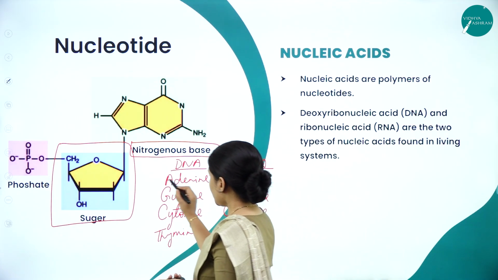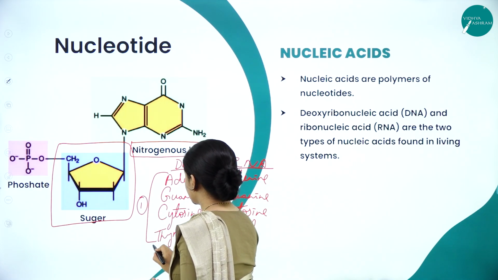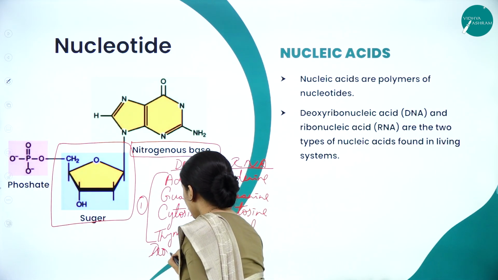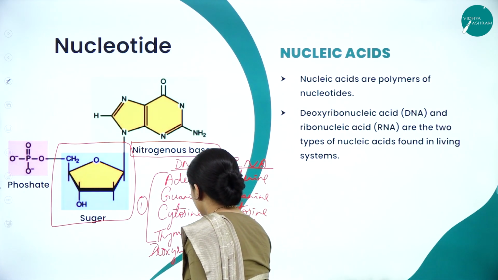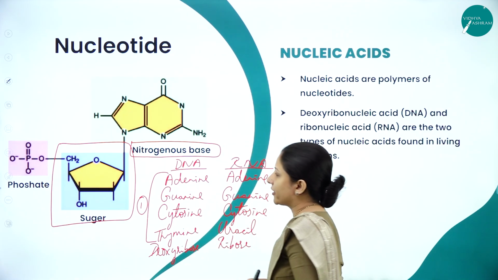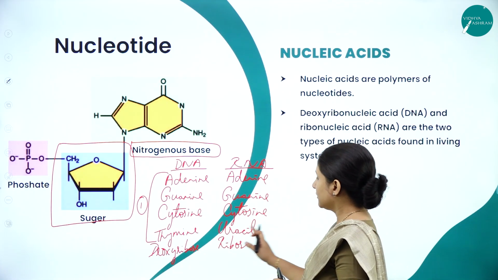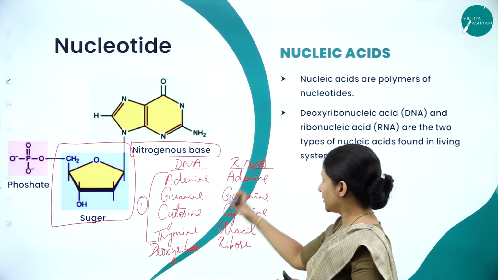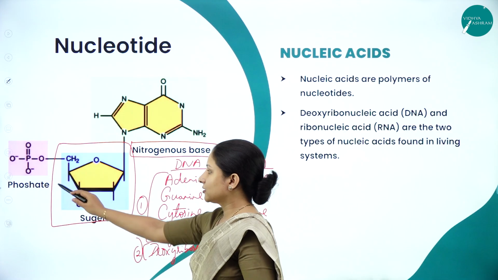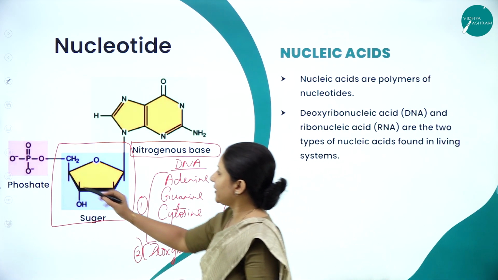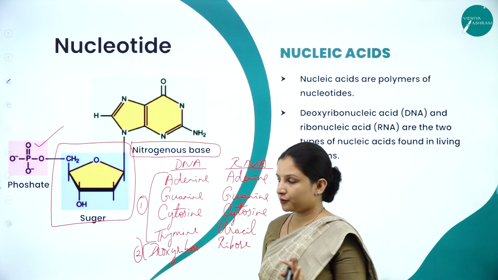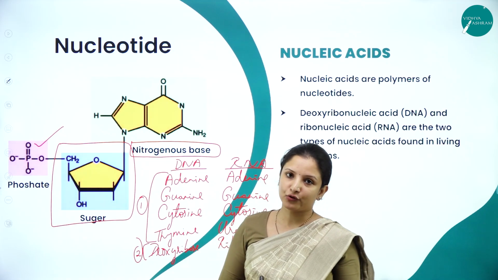So the second component is the sugar. It will be deoxyribose if it is DNA, and a ribose sugar if it is a RNA. Both are pentose sugars, but the only difference is that DNA has deoxyribose sugar and RNA has ribose sugar. So this is the second component. Next, moving to the third one: the sugar molecule will be attached to a phosphate group, that is PO4. So all these together we call a nucleotide.